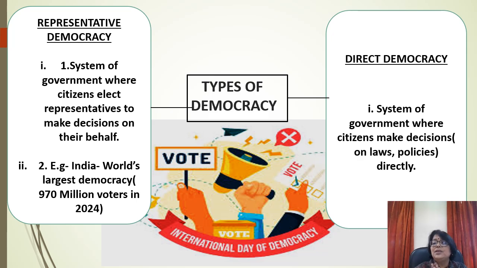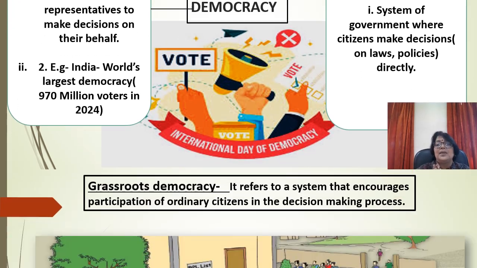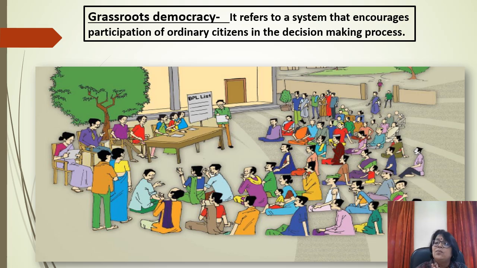Now, the question arises: who can vote in India? India follows the principle of universal adult franchise. That means people who are 18 years and above can vote and elect their representatives. No discrimination is made on the basis of gender, caste, class, religion, etc.